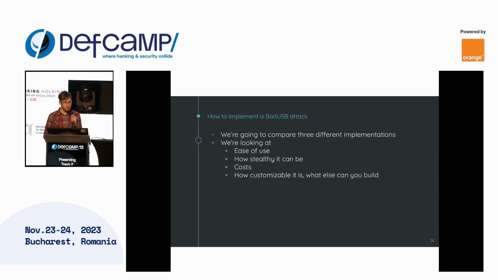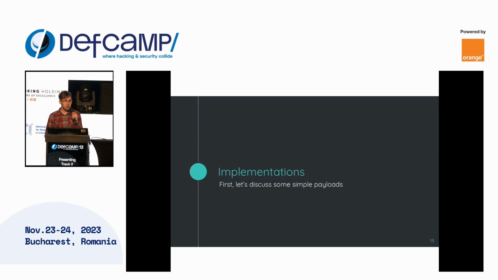Now, the title of the talk mentioned how to implement them. So I will show you 3 ways of implementing such attacks. And I'm going to briefly talk about how easy they are to use, how stealthy they can be, that's useful for a red teamer, how costly they are, and how much you can use them to build new stuff, custom stuff. Before that, let me show you 2 payloads that I did my testing on.